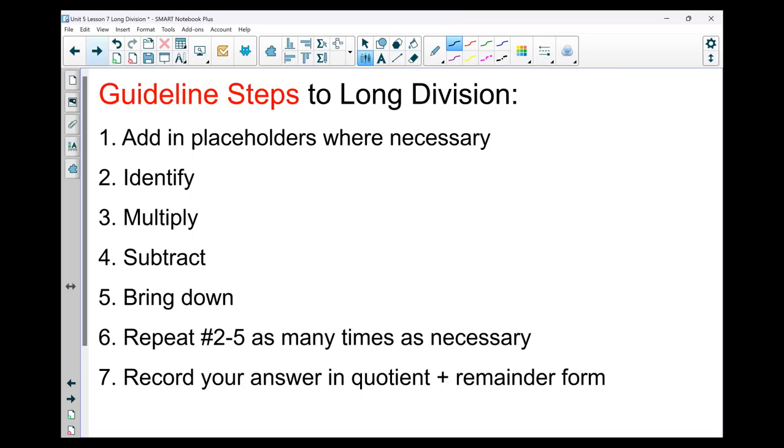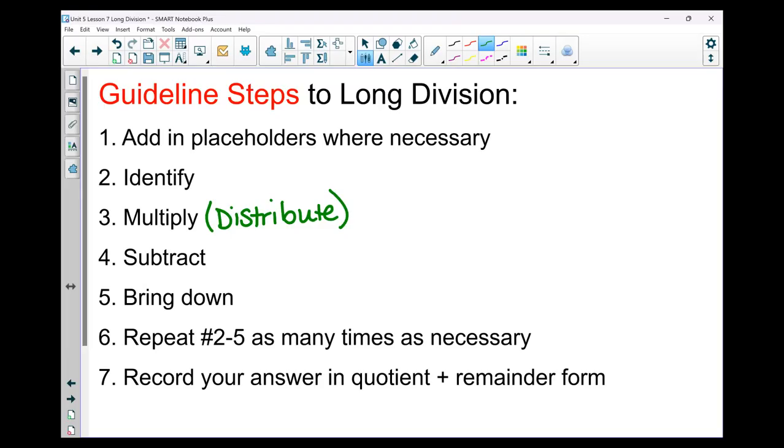But if you don't use a placeholder for missing x powers, your long division quotient will end up being wrong. So that is something we do need to check for at the beginning of our long division, during that setup phase. Then we identify what we need to multiply by. We multiply, usually by distributing. Then we subtract, bring down any remaining ones, and we repeat that process as many times as necessary.